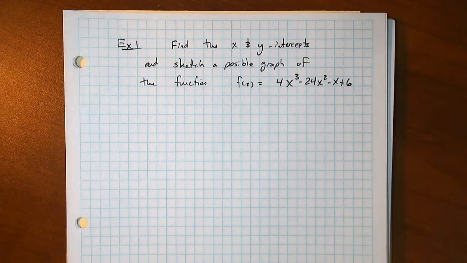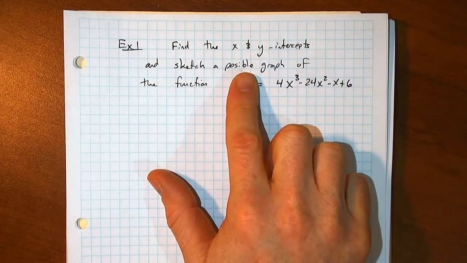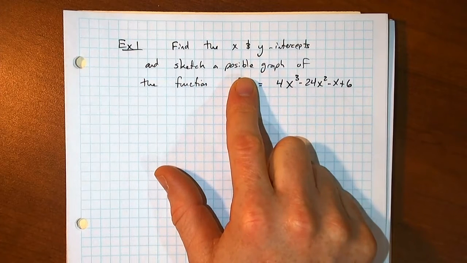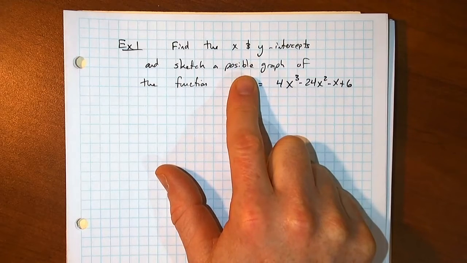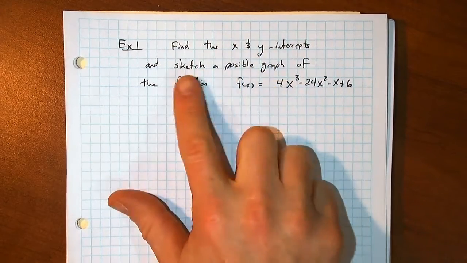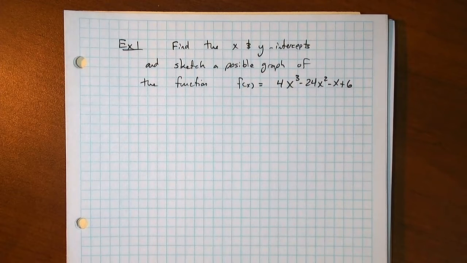We're going to find the x and the y-intercepts and then sketch a possible graph. Now, to find the possible graph, you're going to also have to find the end behavior. Otherwise, you've got a 50-50 chance of making an impossible graph. So we don't want that. You're going to need to find the end behavior, even though the directions don't explicitly say that. Anytime you're making a graph, you need to just know I have to find the end behavior. That's something that you need to recognize. All right, so with that said, let's get started.